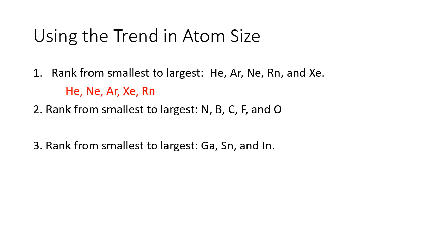So helium is the smallest, and then we go down the group, neon, argon, xenon, radon. The second one is going across a period, and it's fluorine, oxygen, nitrogen, carbon, and then boron. And finally, this last one is where we have a mixed case. And so the one that has the highest principal quantum number is the largest. So we go gallium, indium, tin.